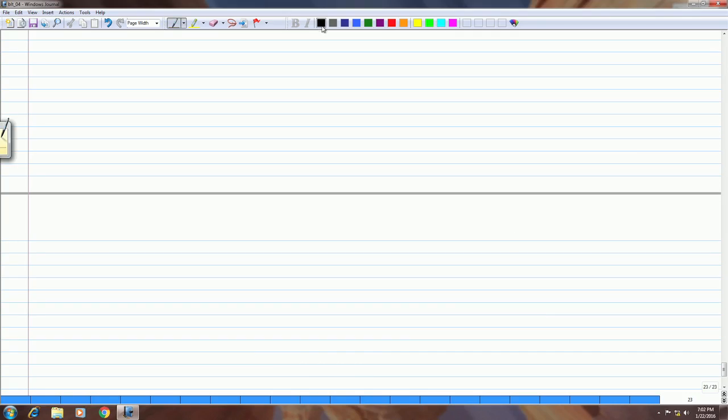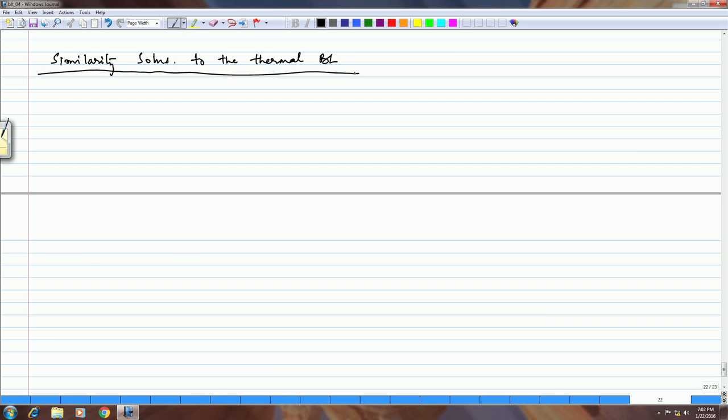Okay, so let me call this similarity solutions to the thermal boundary layer. Now we've talked about the Reynolds analogy earlier, right? So I'm going to sort of pick up from there.